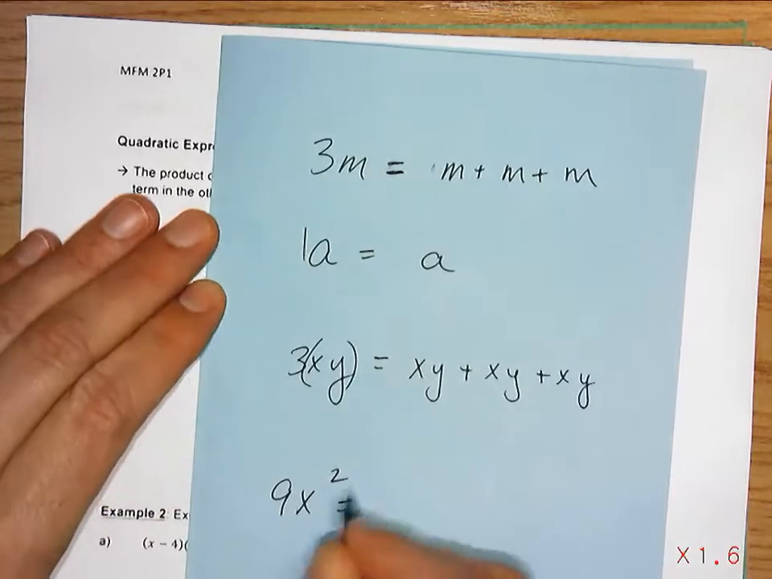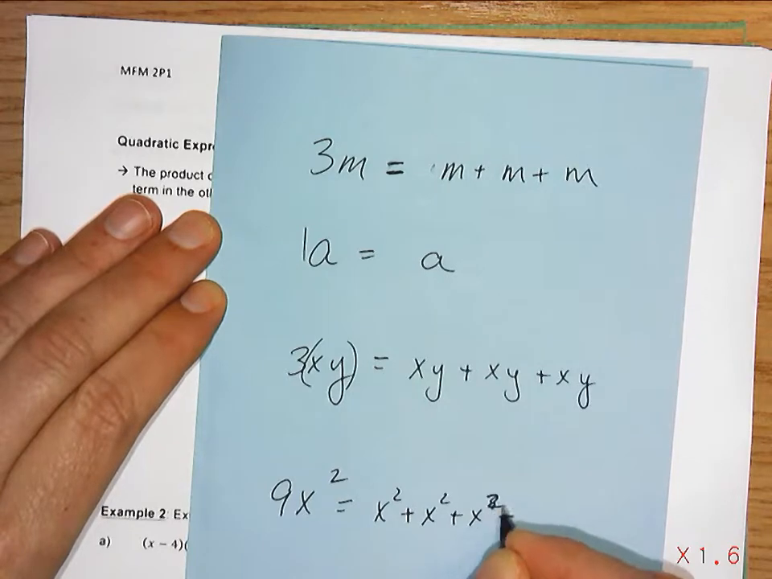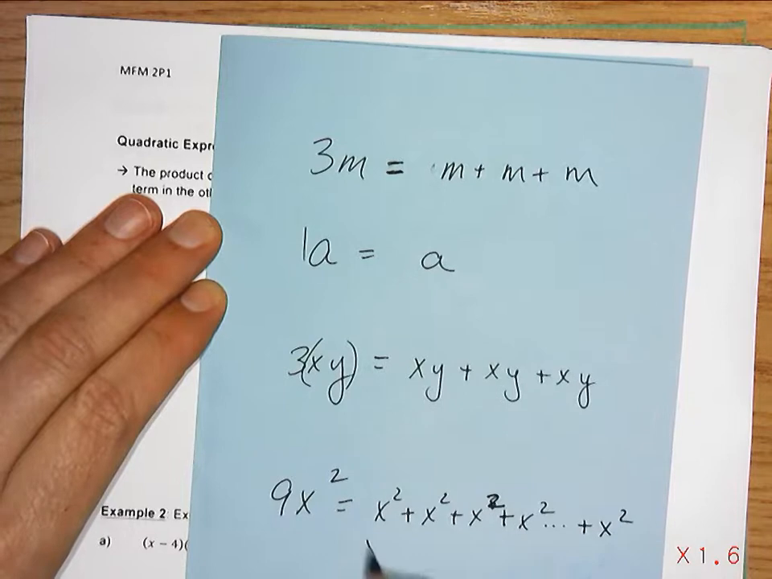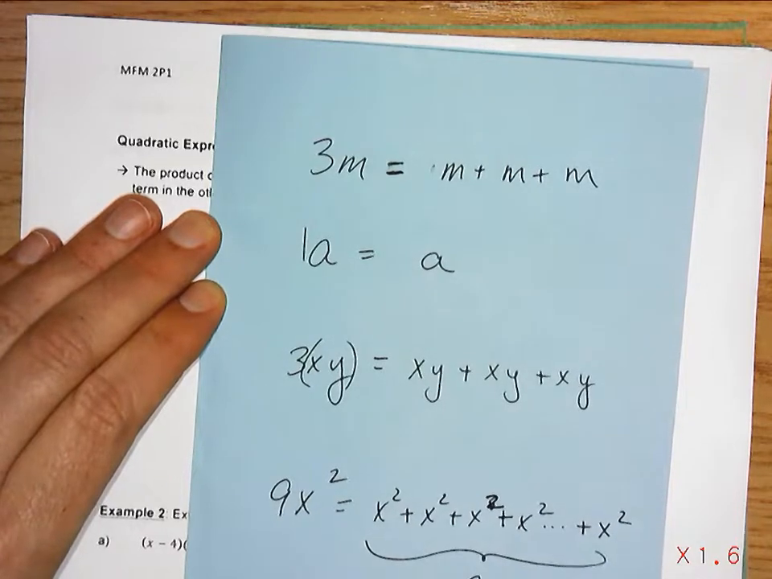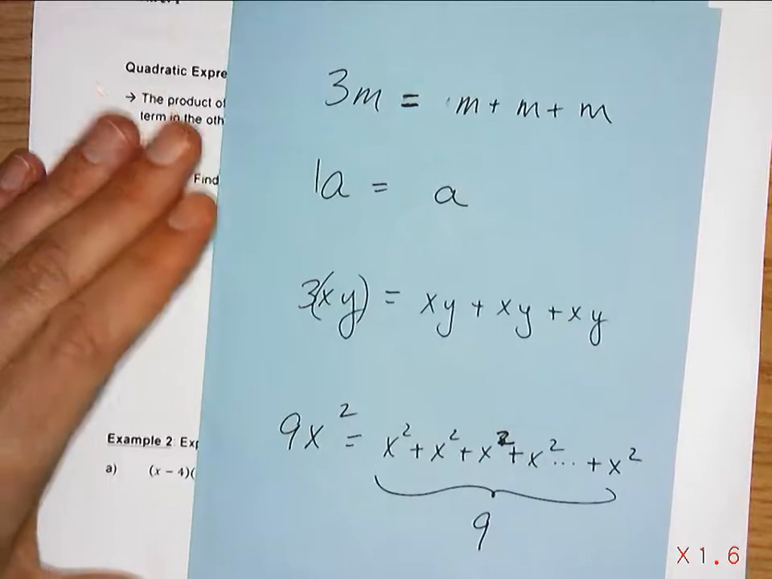And this would be 9x squared. So it would be 1x squared, 2x squared, 3x squared plus x squared, 1, 2, 3, 4, all the way, so that there were 9 of them. Okay? So that's what these all represent as a monomial.